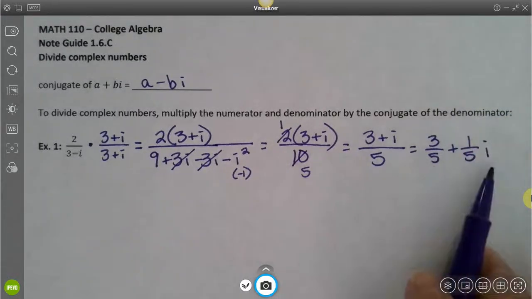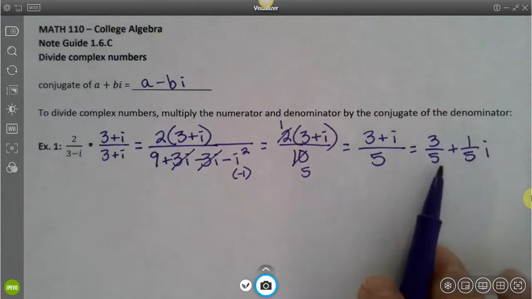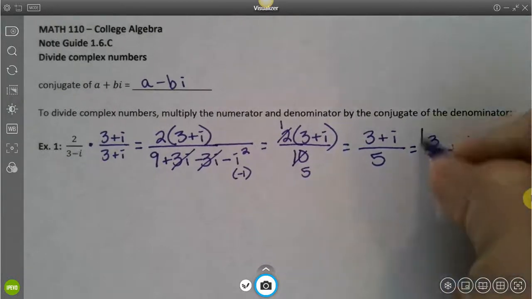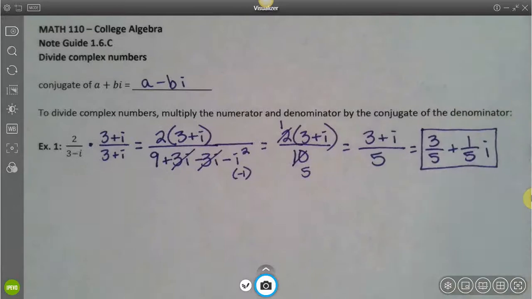And this makes it easier to recognize that the real part of this number is 3/5 and the imaginary part of this number is 1/5 i. So this would be our final answer.